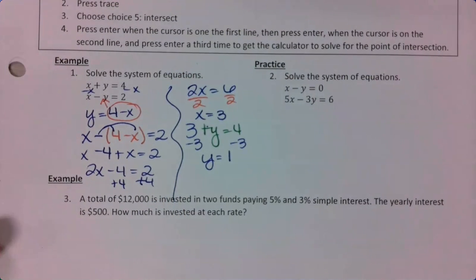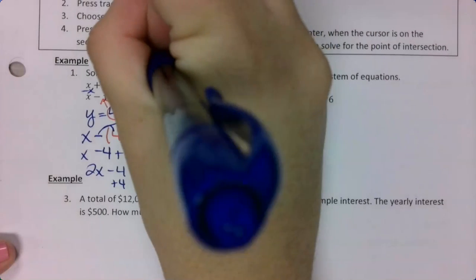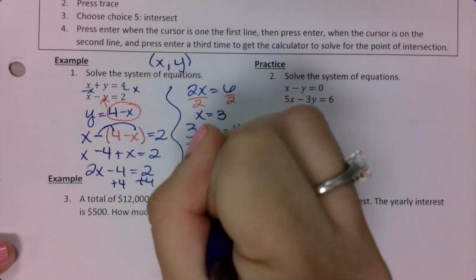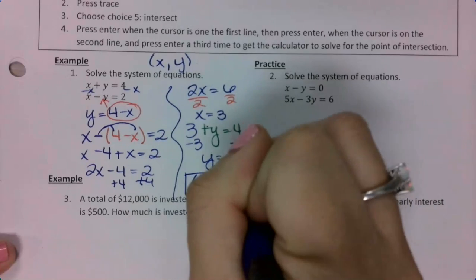Do you guys remember how the answer gets written for systems of equations? Yeah, so it gets written as a coordinate point, x comma y. It always goes in alphabetical order, so for some reason if I'm solving and the letters aren't x or y, they're like r or s, it always goes alphabetical. So this is going to be 3, 1 for my final answer here.